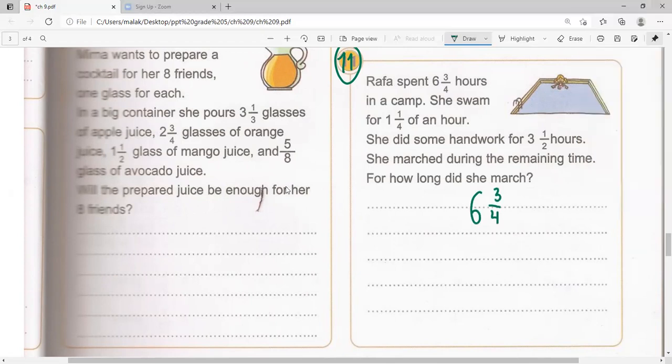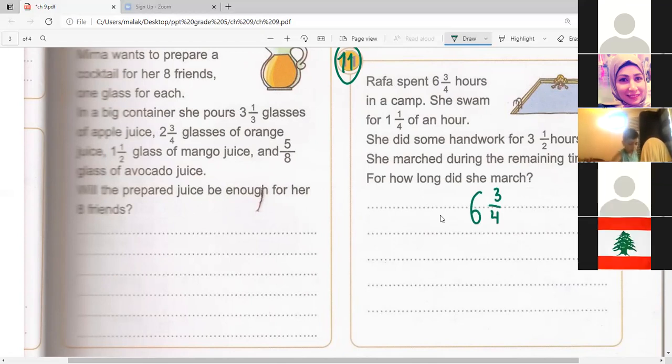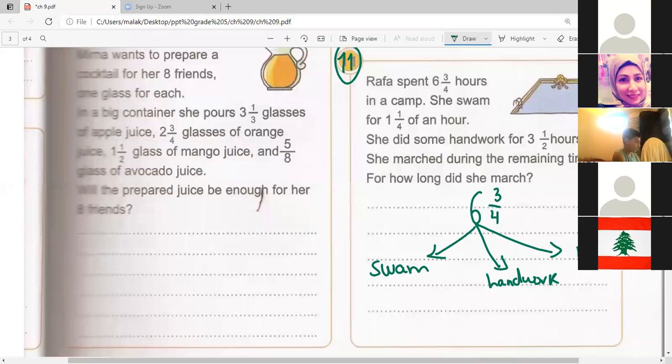She spent 6 hours with 3/4 of an hour in a camp, so approximately 7 hours. What did she do? What are the activities that she did in this camp? She swam, some handwork activity, and marching. So it looks like problem 1. So she spent 6 and 3/4 hours in a camp.